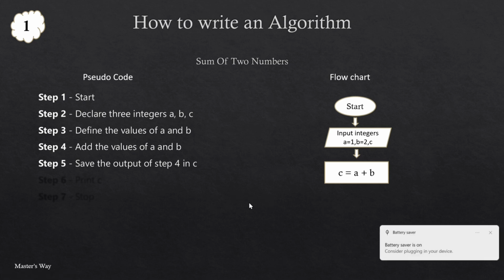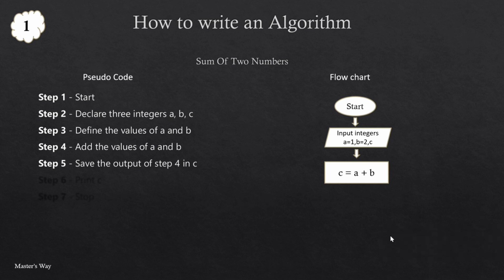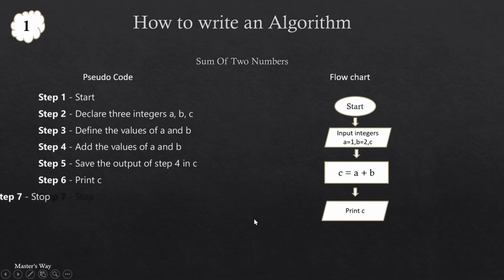Now we need to print the C. Now we have printed the C. Now the code will terminate. So this is a simple way how we can write an algorithm as well as how to draw a flowchart.